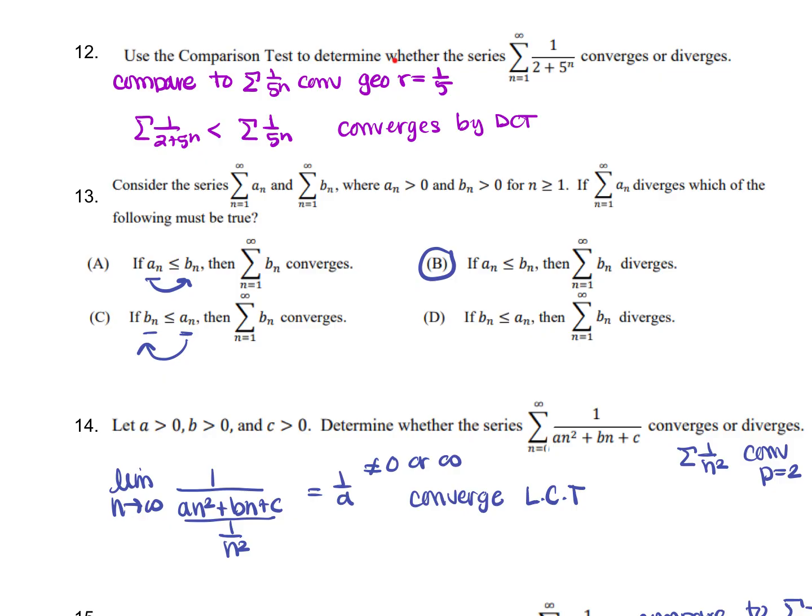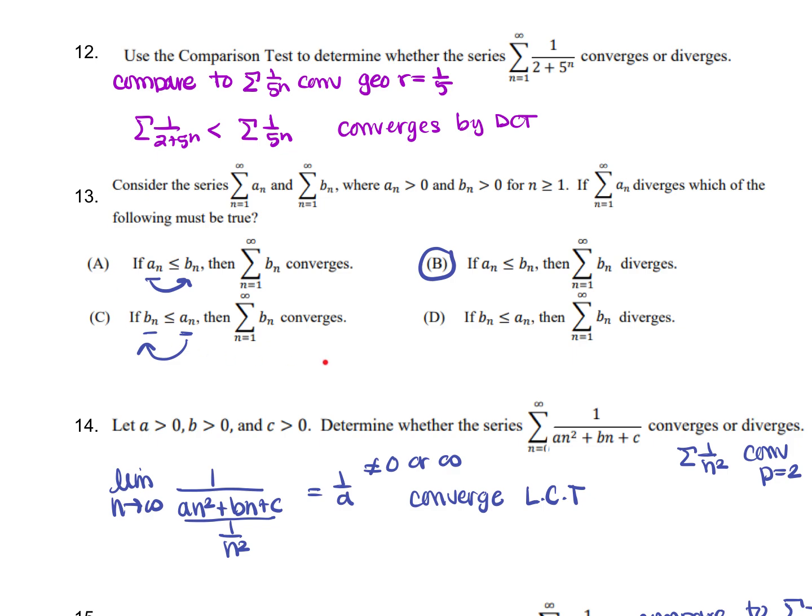Use a limit comparison test to determine whether this converges or diverges. Well, what does this look most similar to? It looks most similar to 1 over 5 to the n, which is a convergent geometric. And they said use a comparison test. Well, I think for here it'd be easier for me to do a DCT because that bound is pretty easy to believe. So it also converges.